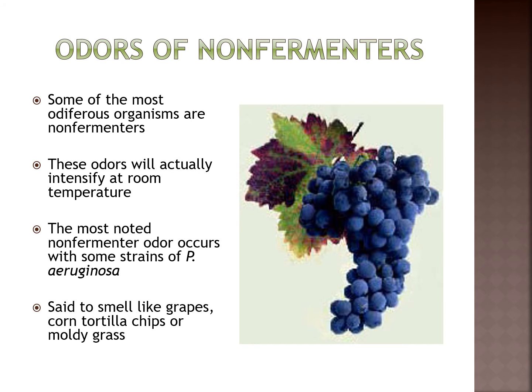Nonfermenters tend to have strong odors as well, and those odors will intensify at room temperature. Some of the most smelly organisms are nonfermenters. These odors are going to intensify at room temperature along with their pigments. The most noted nonfermenter odor that occurs is for the strain of Pseudomonas aeruginosa, and it smells like grapes, and to some people it smells like corn tortilla chips, and sometimes a certain strain of Pseudomonas aeruginosa will smell like moldy grass. Alcaligenes faecalis smells sweet, and Myroides odoratus smells like green apple.